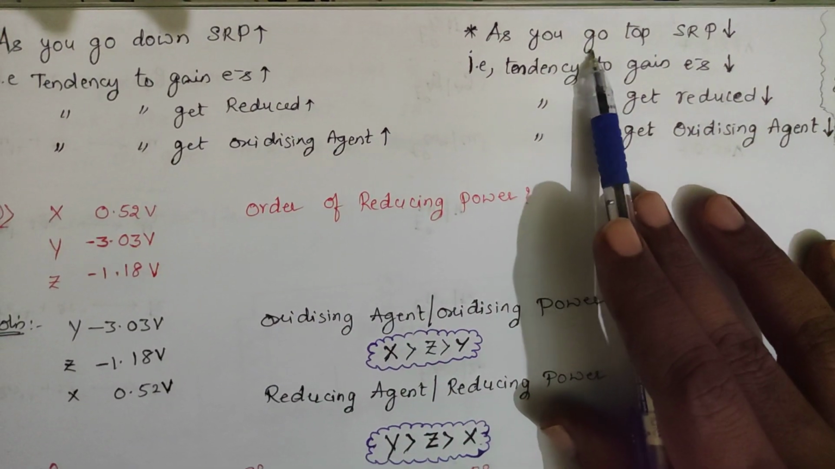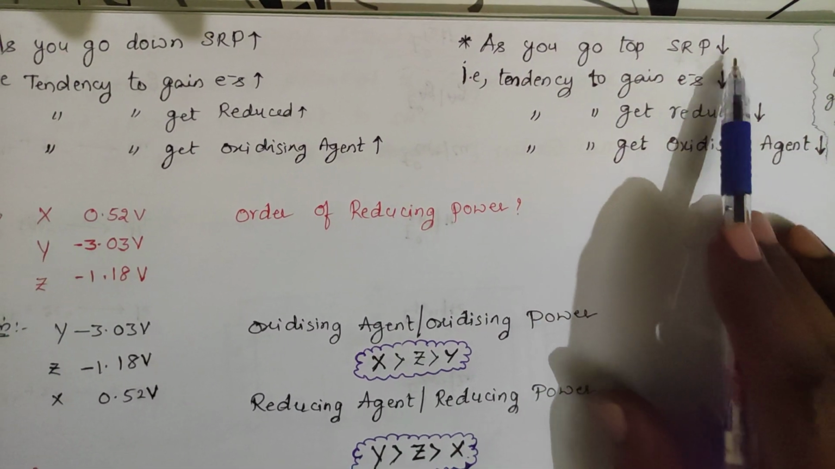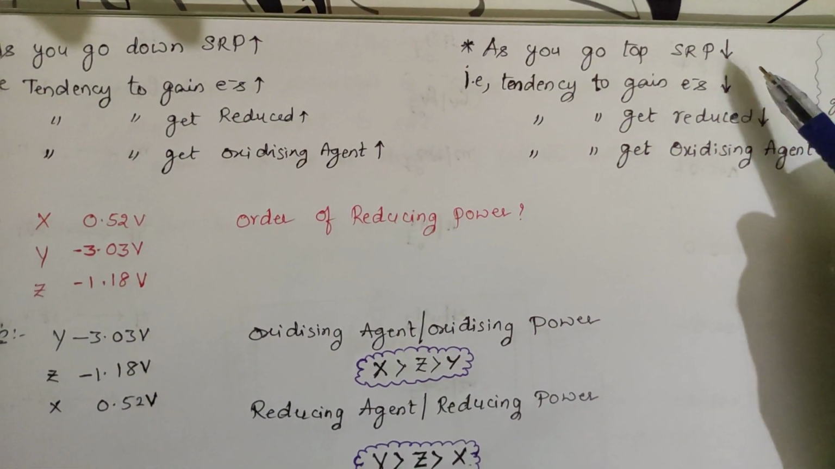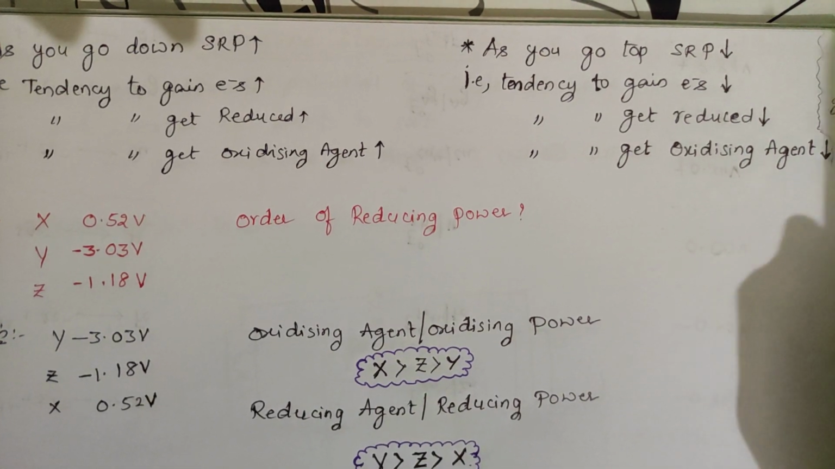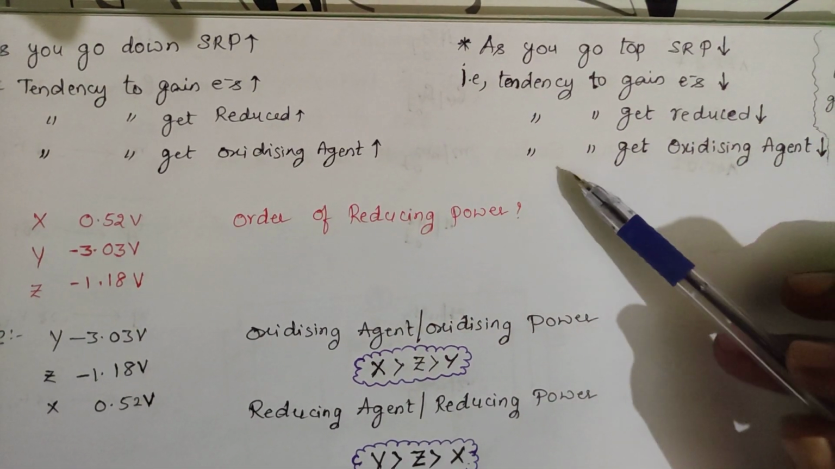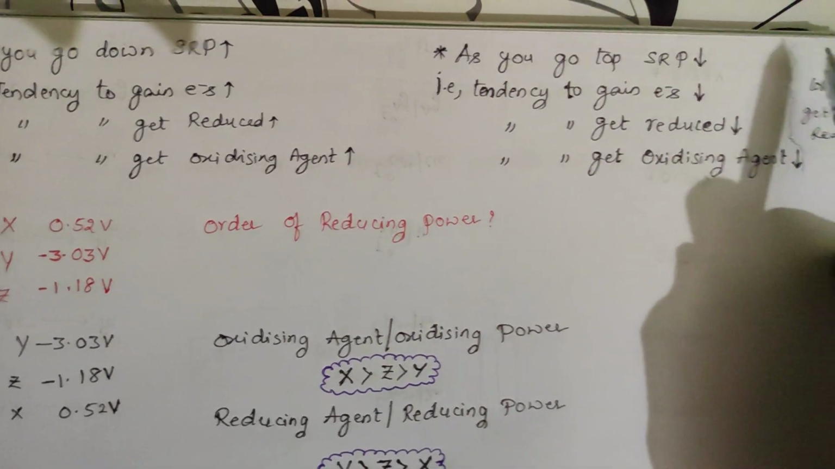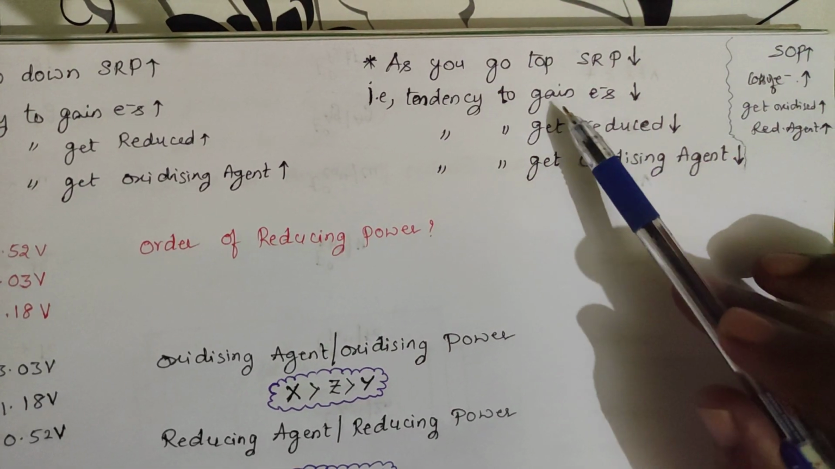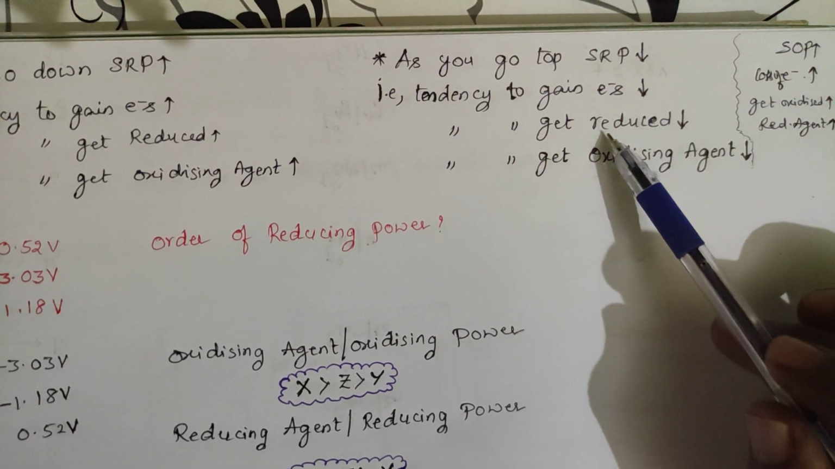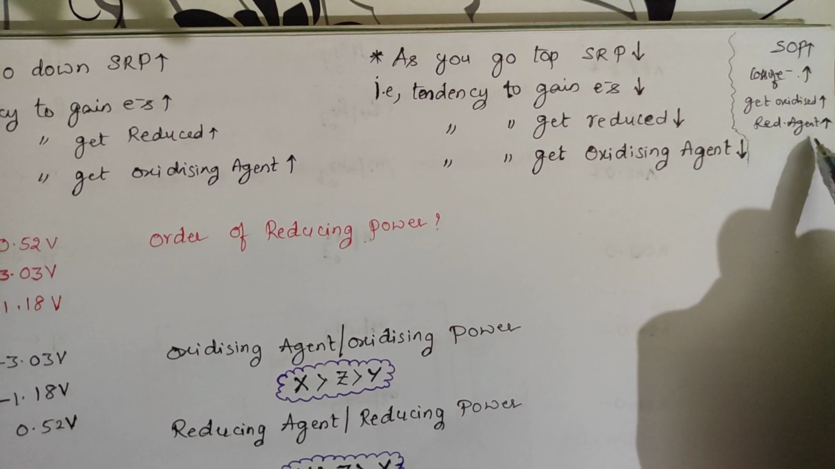In the same way, as you go up, what happens? The SRP value decreases. From bottom to top, the SRP value decreases. The tendency to gain electrons decreases, meaning it loses electrons easily. The tendency to get reduced decreases, and the tendency to be an oxidizing agent decreases. Or you can say it in another way: as you go from bottom to top, the SOP value increases. Loss of electrons increases, oxidation capacity increases, and the reducing agent nature increases.